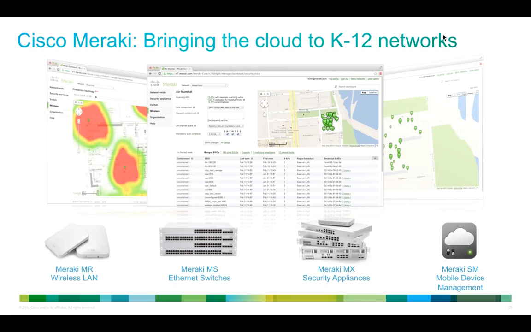Wi-Fi APs are the Meraki MR family. We have Ethernet switches at the access and aggregation layer, layer 2, layer 3, and so on. Those are the MS switches. Security appliances, you can also think of these as Unified Threat Management or UTM devices. These are the Meraki MX security appliances. And finally, our cloud-based MDM, which I briefly mentioned earlier, is called Systems Manager.